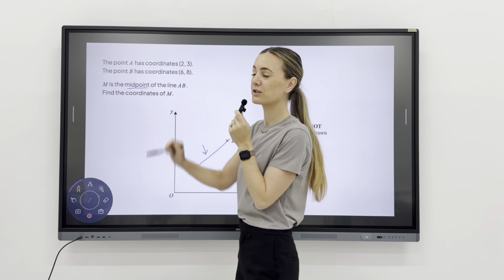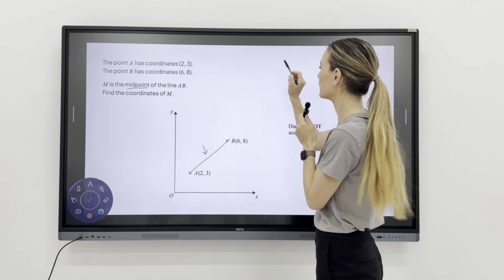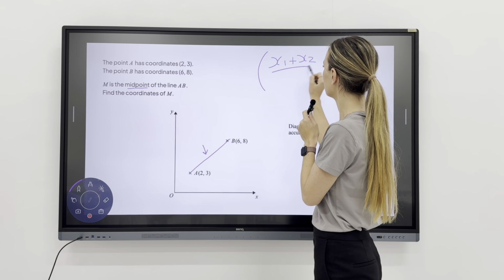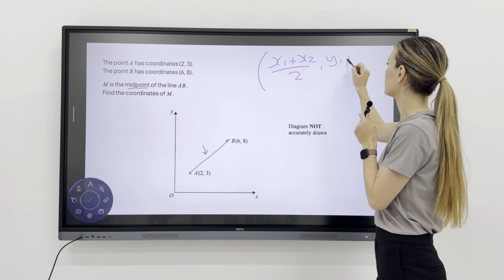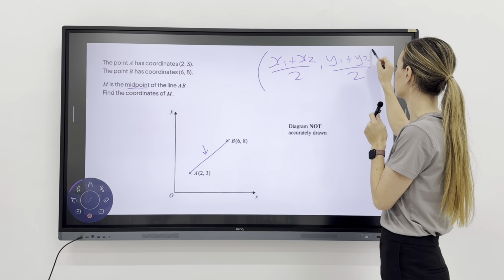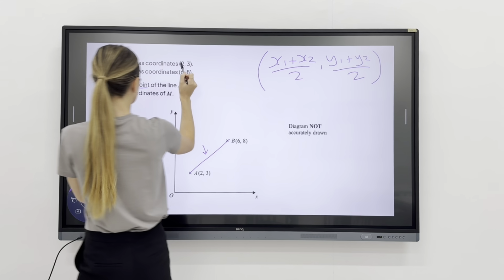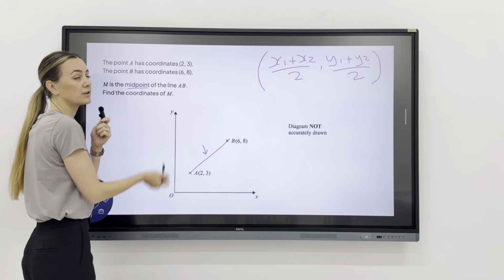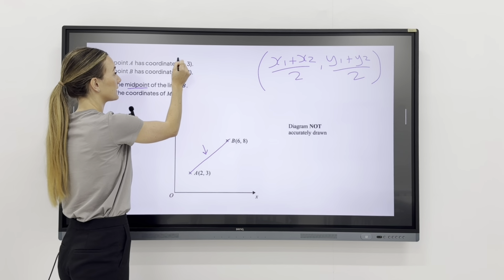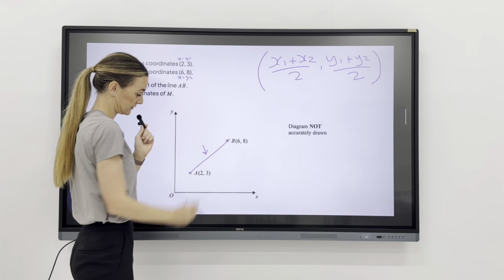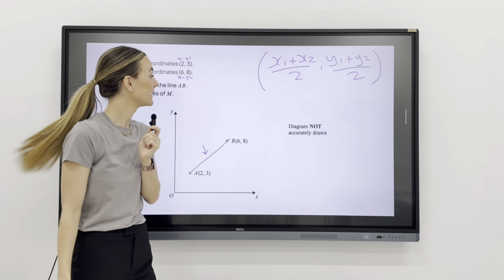So if we look, we're going to use the formula. So everyone should know what the formula is in my class. So it's x1 plus x2 over 2, y1 plus y2 all over 2. What do I mean by x1 and y1? What I mean is this is coordinate 1 and this is coordinate 2. So this is x1, y1, this is x2, y2. The board's just glitched, but it's okay.